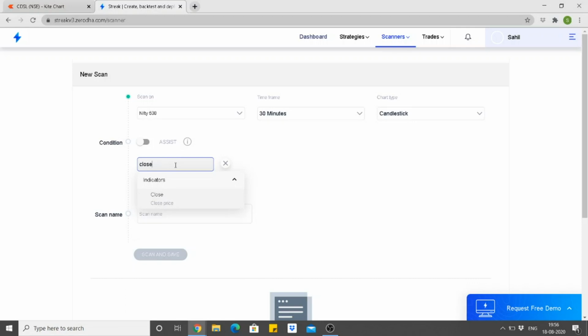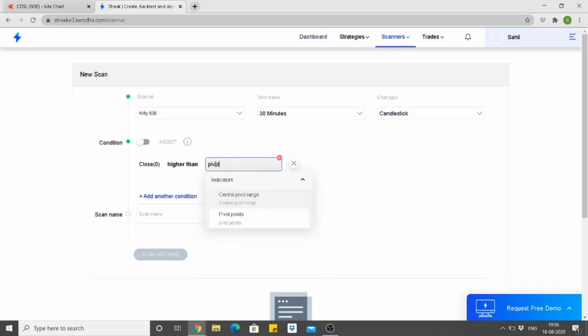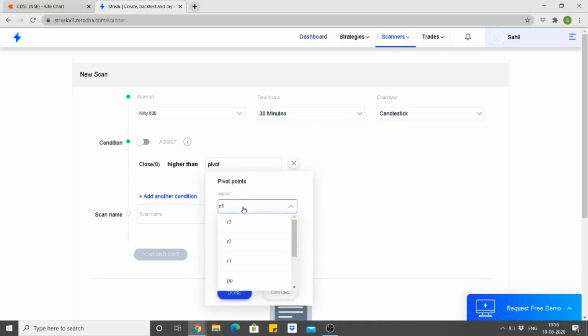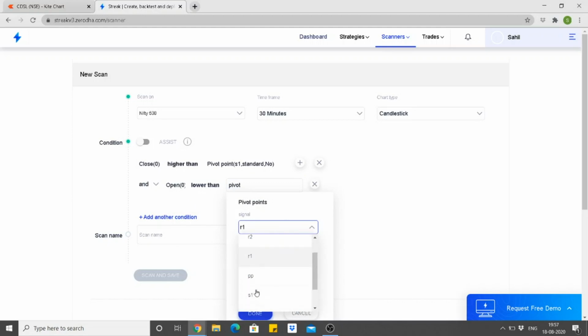So my first condition is going to be that the closing price must be higher than the pivot support level S1. And at the same time, my most recent opening price must be lower than that particular support level. So we are trying to find basically a candle that has just pierced through the support level.